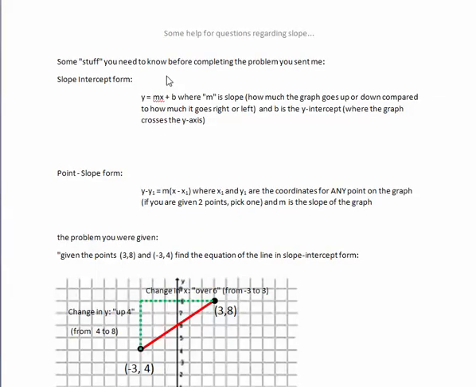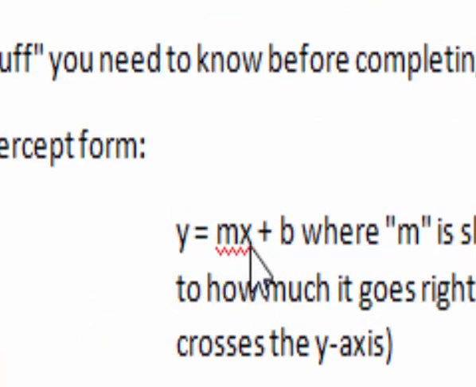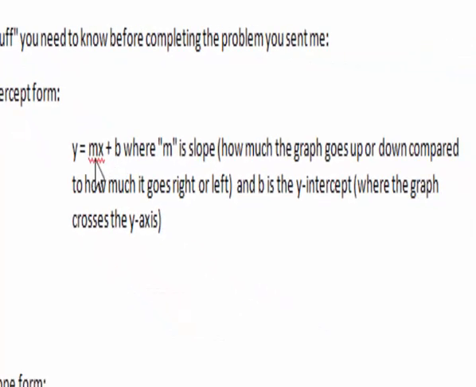All right, I want to go over the problem that you emailed me about: given 2 points, find the equation of the line in slope-intercept form. And there's some stuff that you need to know first before you attack this problem. First, you need to know the slope-intercept form, which is y equals m times x plus b, where m is the slope of the line and b is the y-intercept.